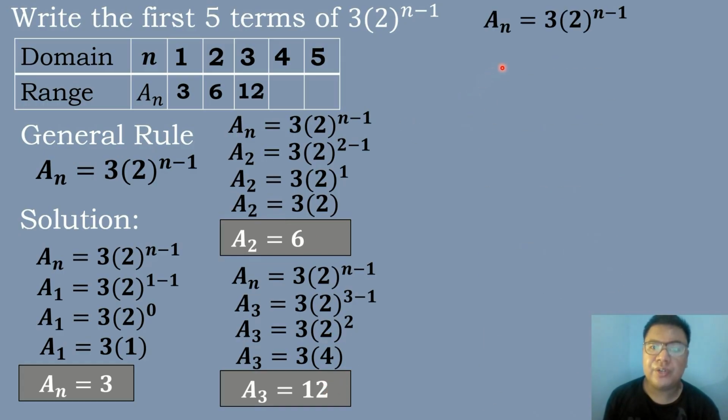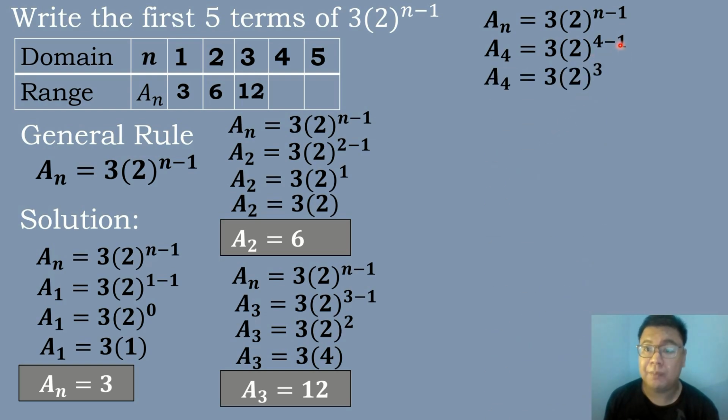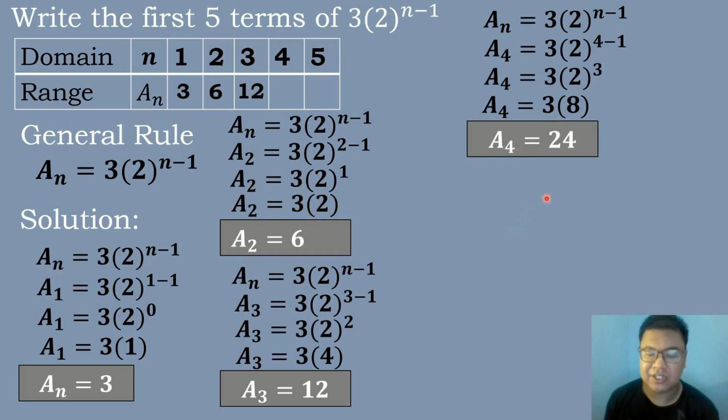And then for the fourth term, again, use the general rule or the formula. So a sub 4, n is equal to 4. A sub 4 is equal to 3 times 2 raised to 4 minus 1 power. 4 minus 1 is equal to 3. 2 to the third power is equal to 8, 2 times 2 times 2. And then multiply it by 3. 8 times 3 is equal to 24. So the value of the fourth term is equal to 24.